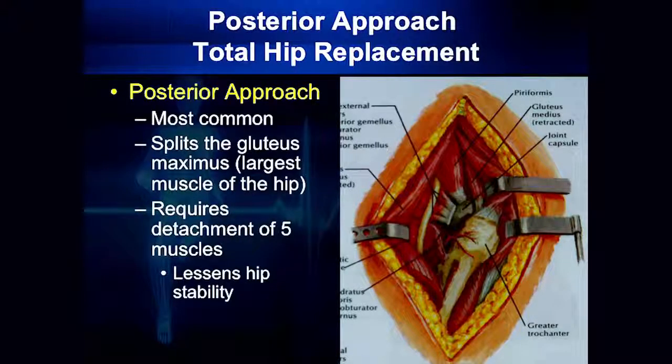How's it different from other approaches? Well, probably the posterior approach. As you can see, can you see that? What I'm going to point out here is the different anatomy. When a posterior approach is done, you actually have to cut through some of the muscles in the hip.